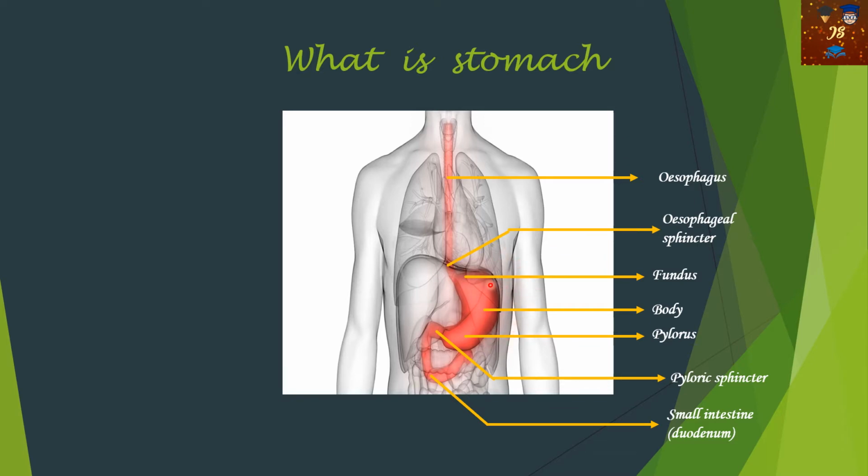This is the fundus part, which is also known as the cardiac part. This is body part, which is the middle one, and the third one is the pylorus part. So the part which is close to the esophagus is called the fundus or the cardiac part. The part which is close to the intestine is called the pylorus part, and the middle between the fundus and the pylorus part is called the body part.